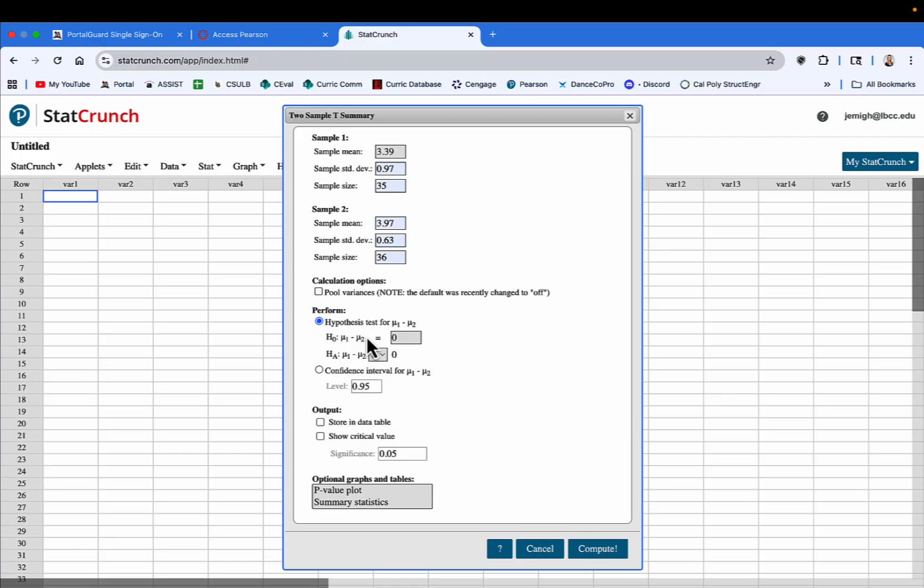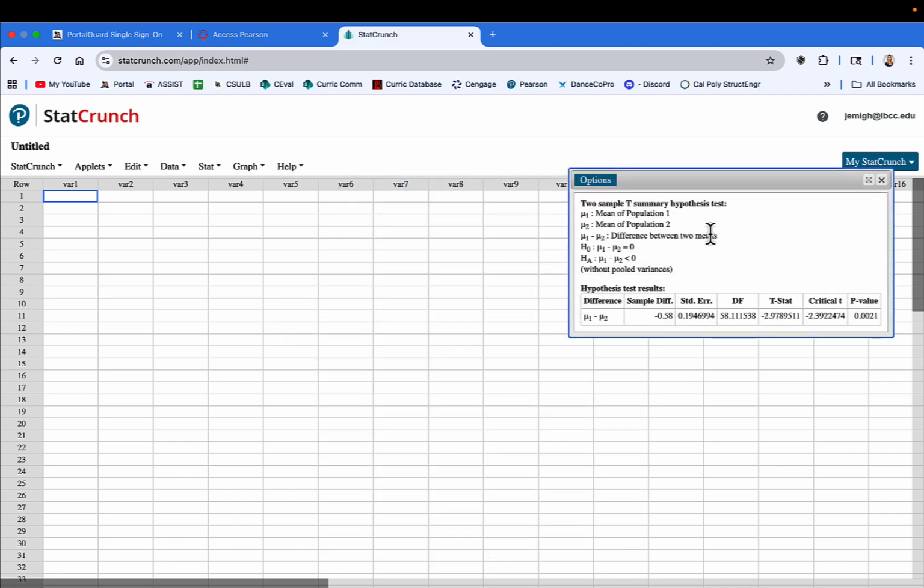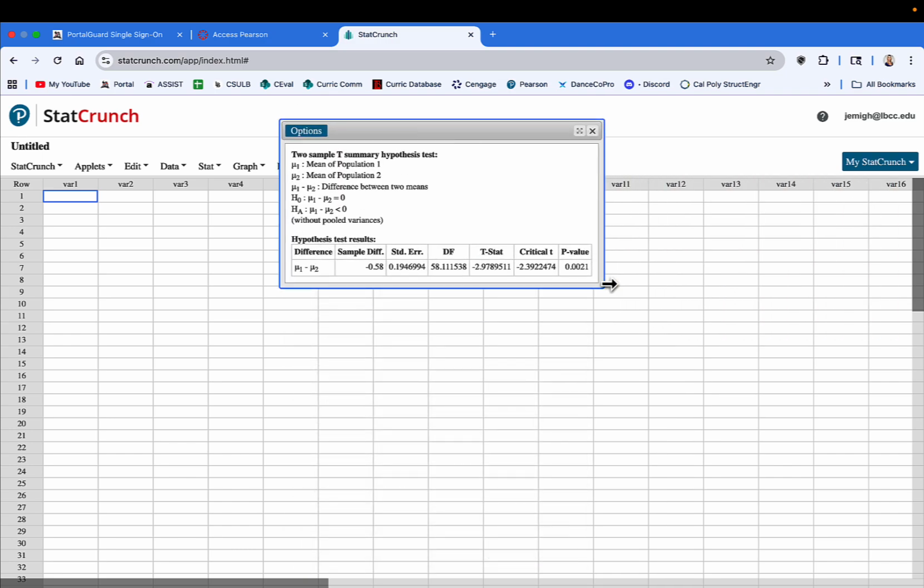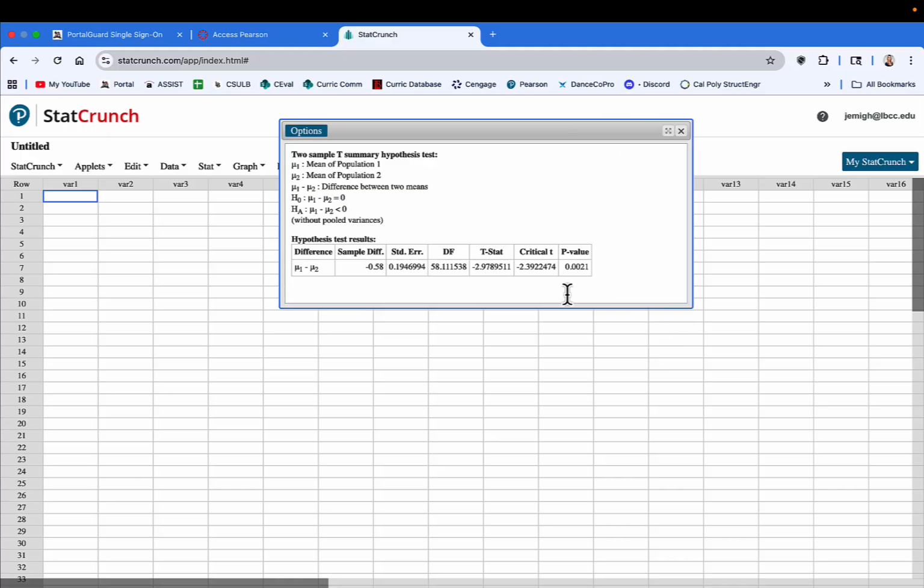Okay, null and alternative hypothesis had it equal to 0, and then if we add mu sub 2 to the other side, we need the inequality to look like that. And show critical value, significance level was 0.01. Looks good. Let's compute. P-value, if you need it, 0.0021. Critical value, negative 2.39. Test statistic, negative 2.97. All right, let's put that back in our notes.